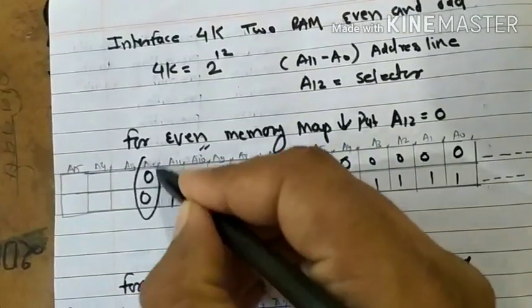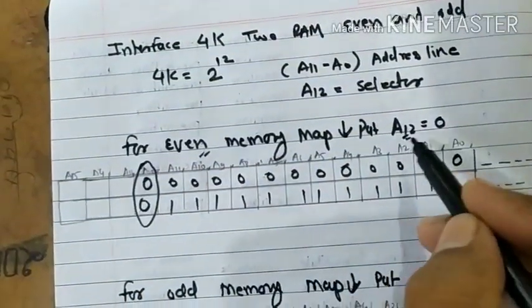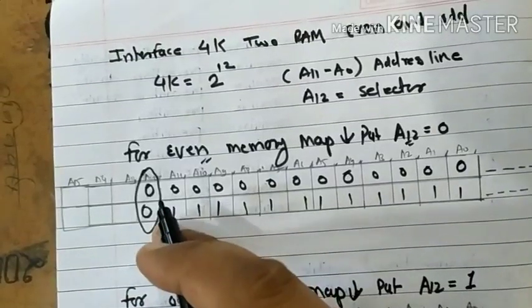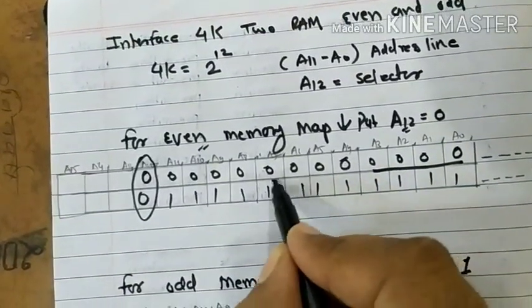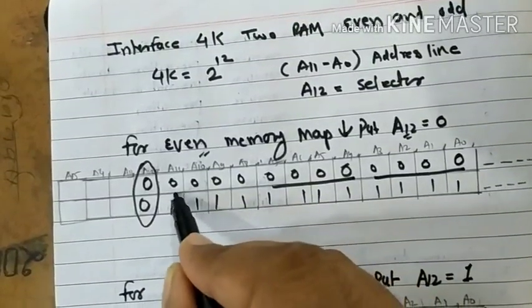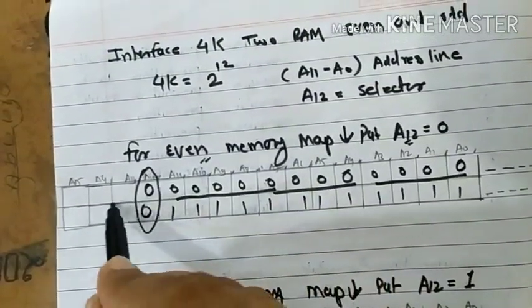Try to remember this A12. In this case, this A12 is a selector. So we put it as 0. So consider this one nibble, then consider this one nibble, then consider this one nibble, and consider this one nibble.